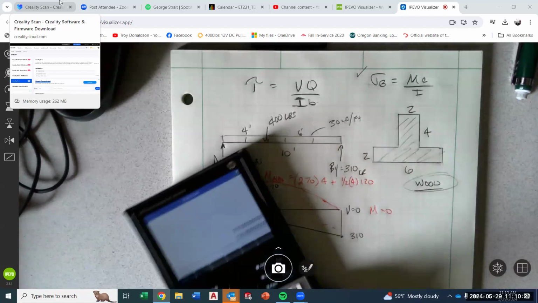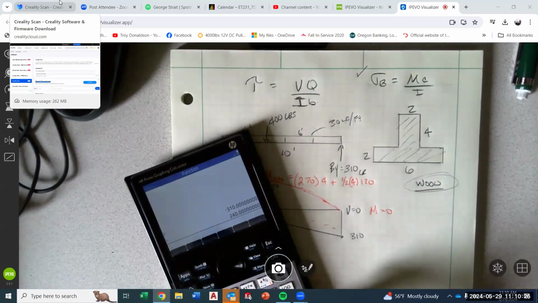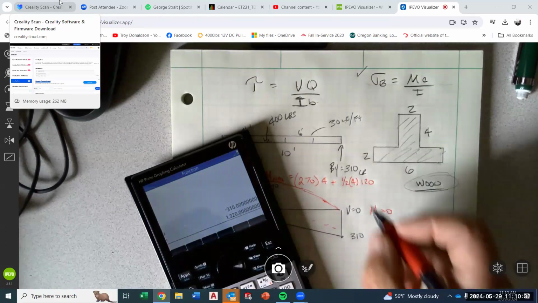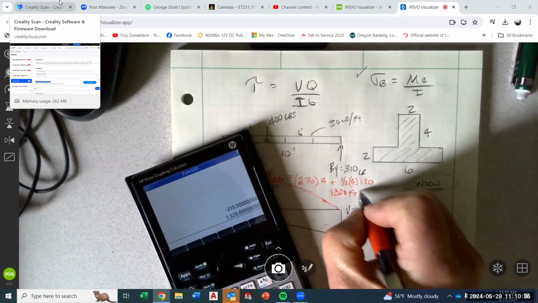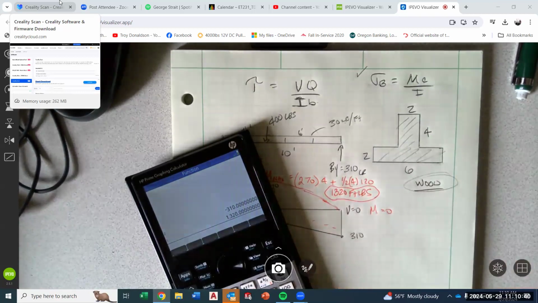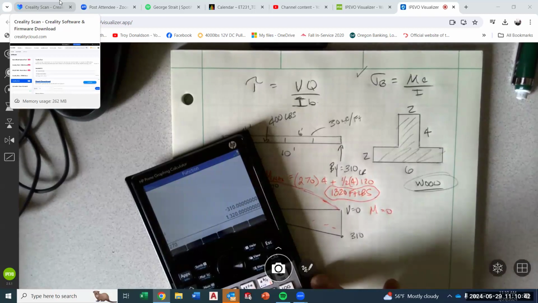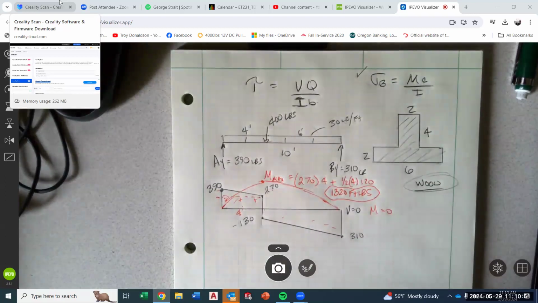Let's see what we get here. 120 times 4 times 0.5, so there's that, and 270 times 4, plus, 1320 foot pounds is my max moment. I'm just going to calculate that again. Yep. All right, we're good.